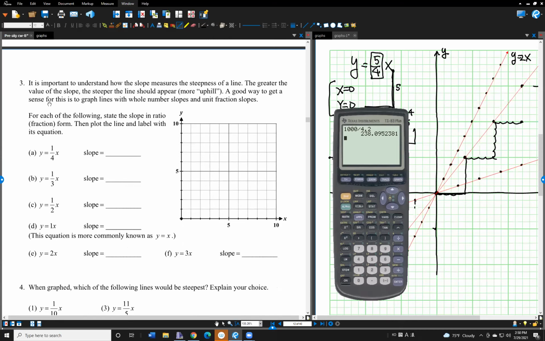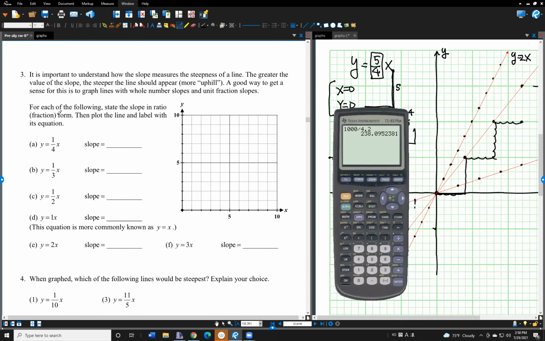Okay, we're going to try this one first. When you have a proportional relationship graph, the equation y equals 1 over 4x, that's y equals k times x, isn't it? From here, which number is the slope? Can anybody give me the slope? It's always the variable k, this number is the slope, okay? This number is always the slope.